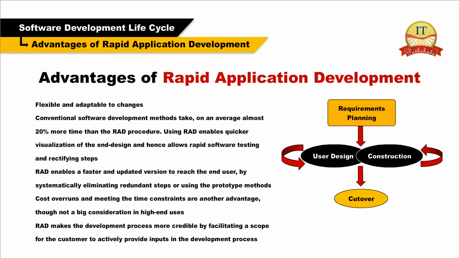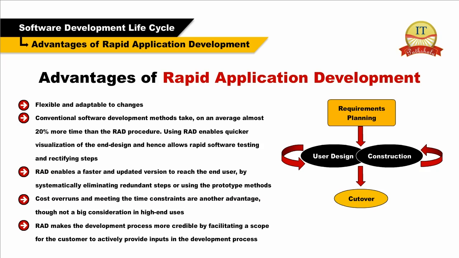Advantages of rapid application development or RAD methodology are: flexible and adaptable to changes. Conventional software development methods take, on average, almost 20% more time than the RAD model. Using RAD enables quicker visualization of the end design and hence allows rapid software testing and rectifying steps. RAD enables a faster and updated version to reach the end user by systematically eliminating redundant steps or using the prototype methods. Cost overruns and meeting the time constraints are other advantages, though not a big concern in high-end uses.